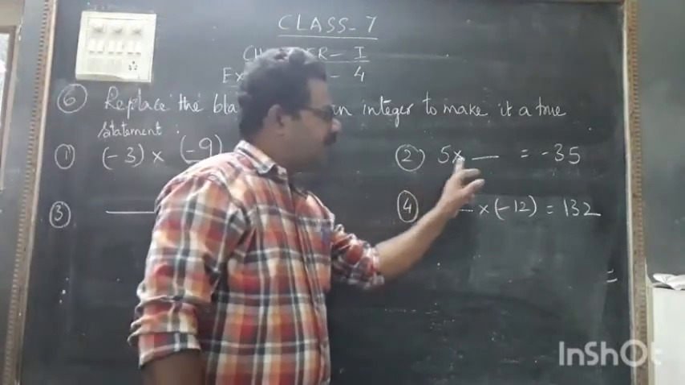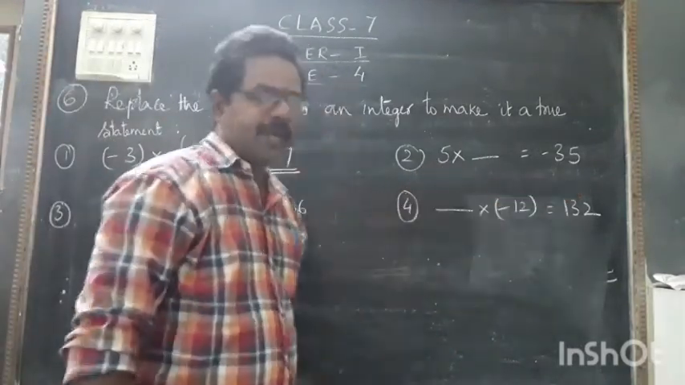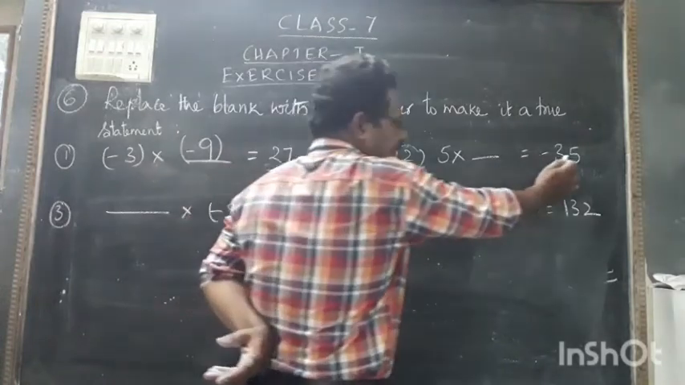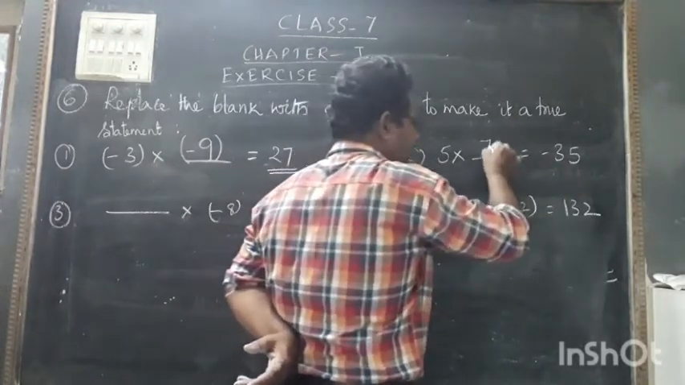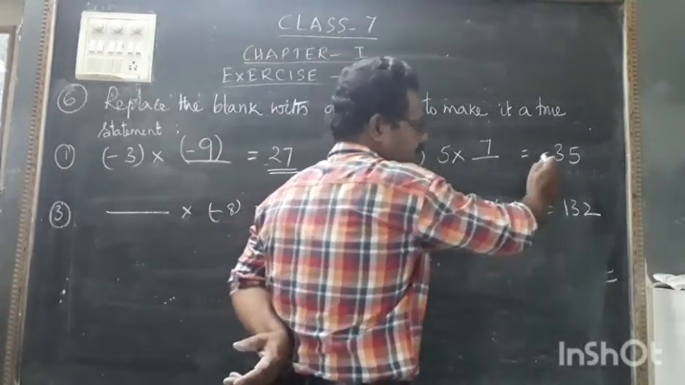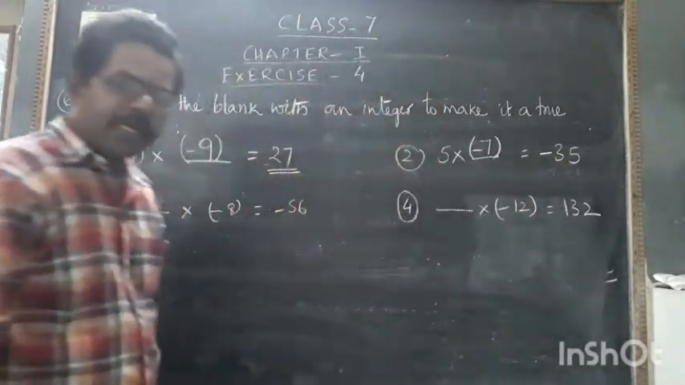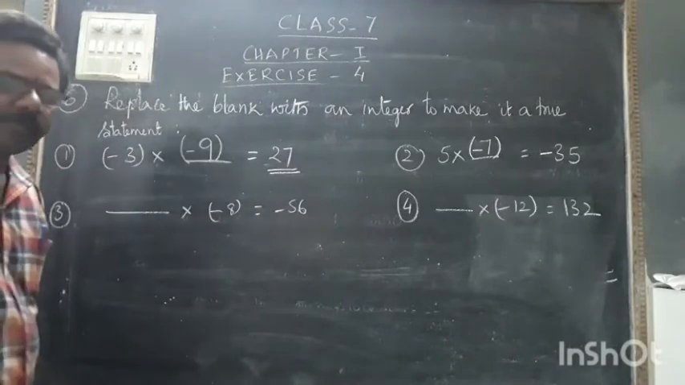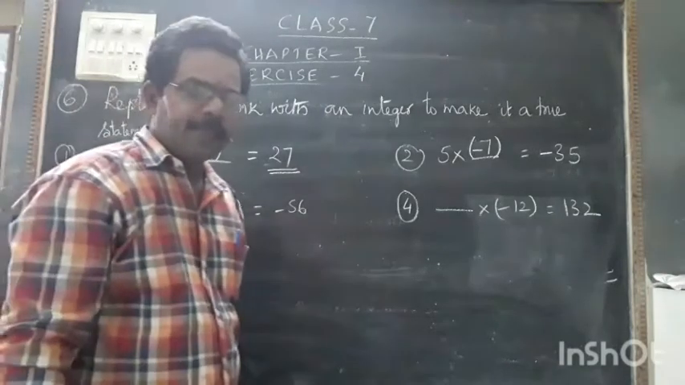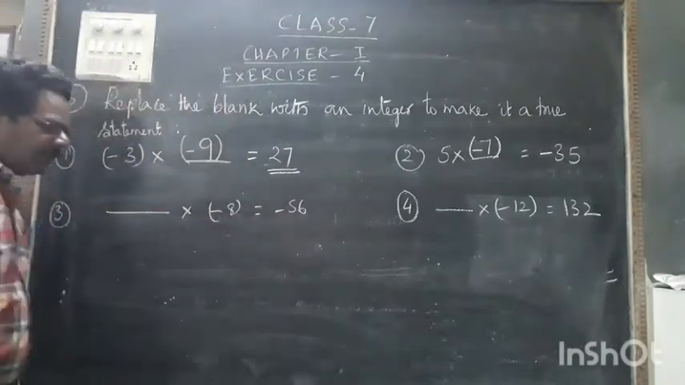Like that. 5 into dash is equal to minus 35. 5 into 35 means 5 7 are 35. But here this is plus and in the answer we got minus. So we have to replace it with minus 7. 5 into minus 7 is equal to minus 35. Okay. Next, the third one.